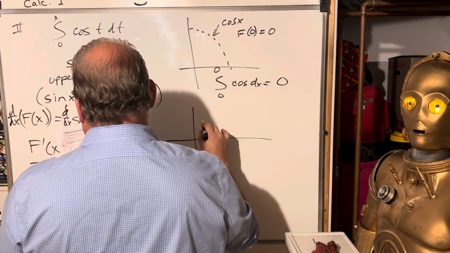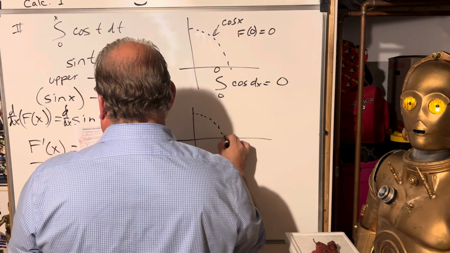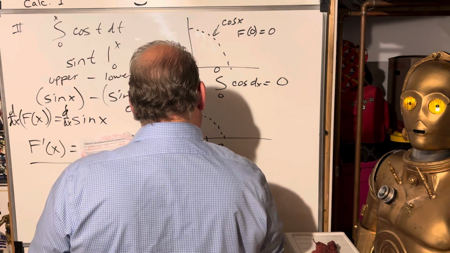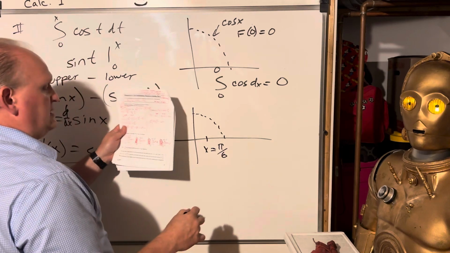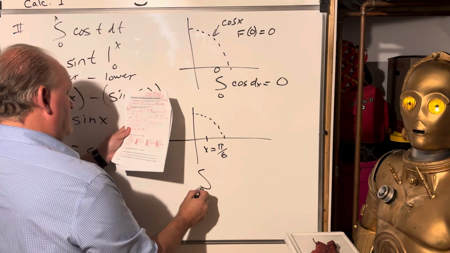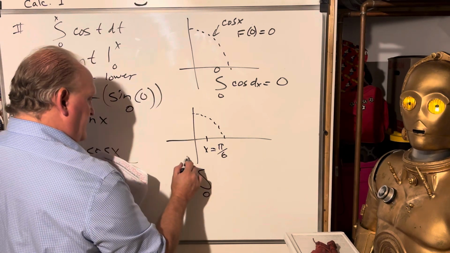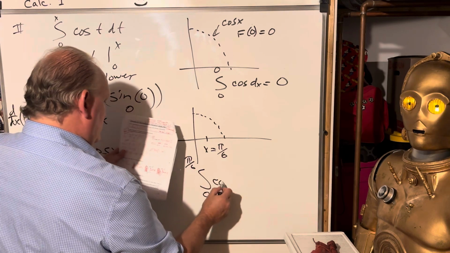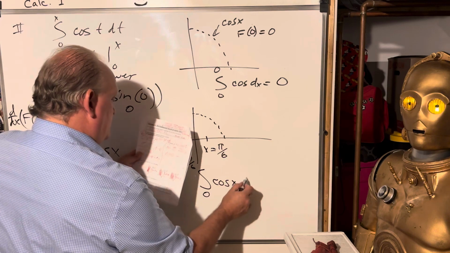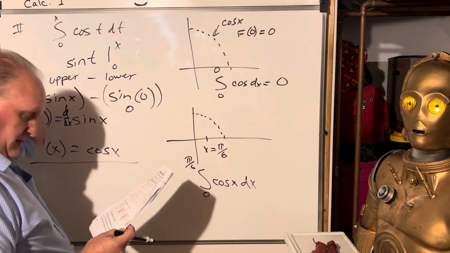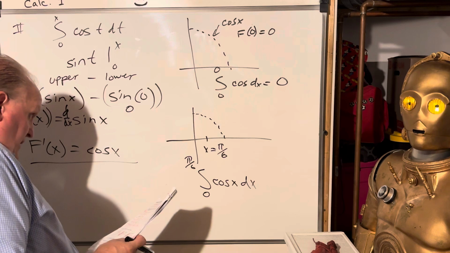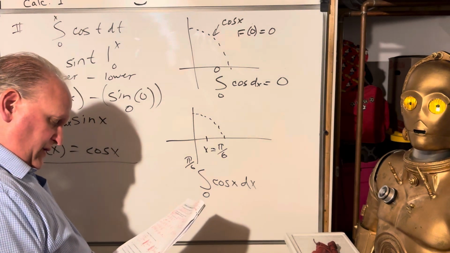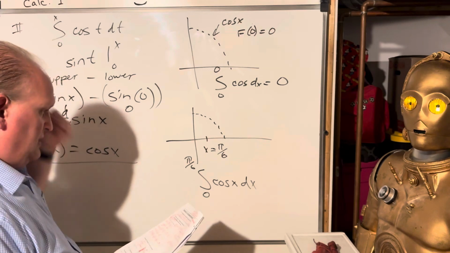So again, this is the cosine of x where x is equal to pi over 6. So what do they want us to show? They want us to show the integral from 0 to pi over 6 of cosine of x dx. What do we end up with? Now they're telling us we should end up with 1/2. So let's make sure that that's what it does end up with, right?